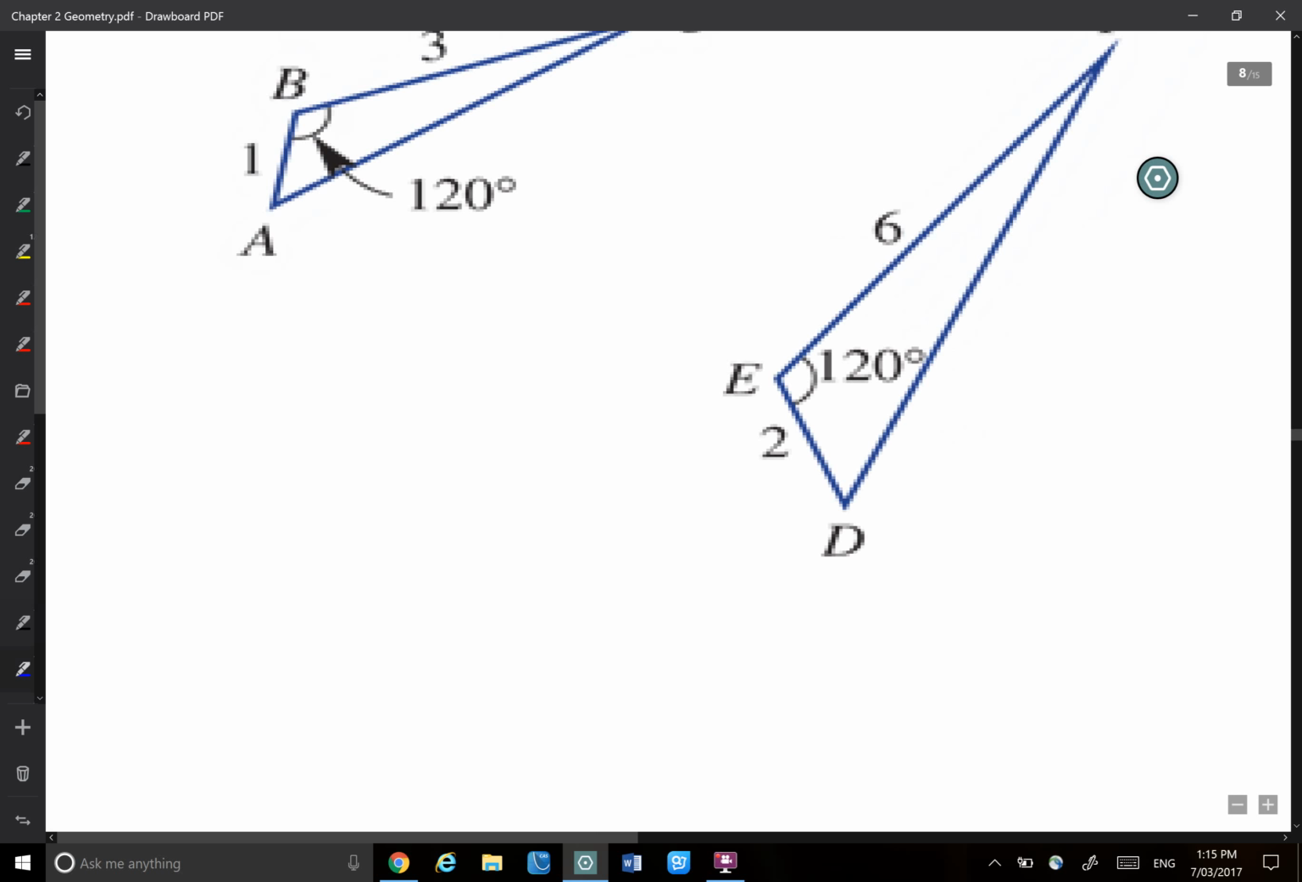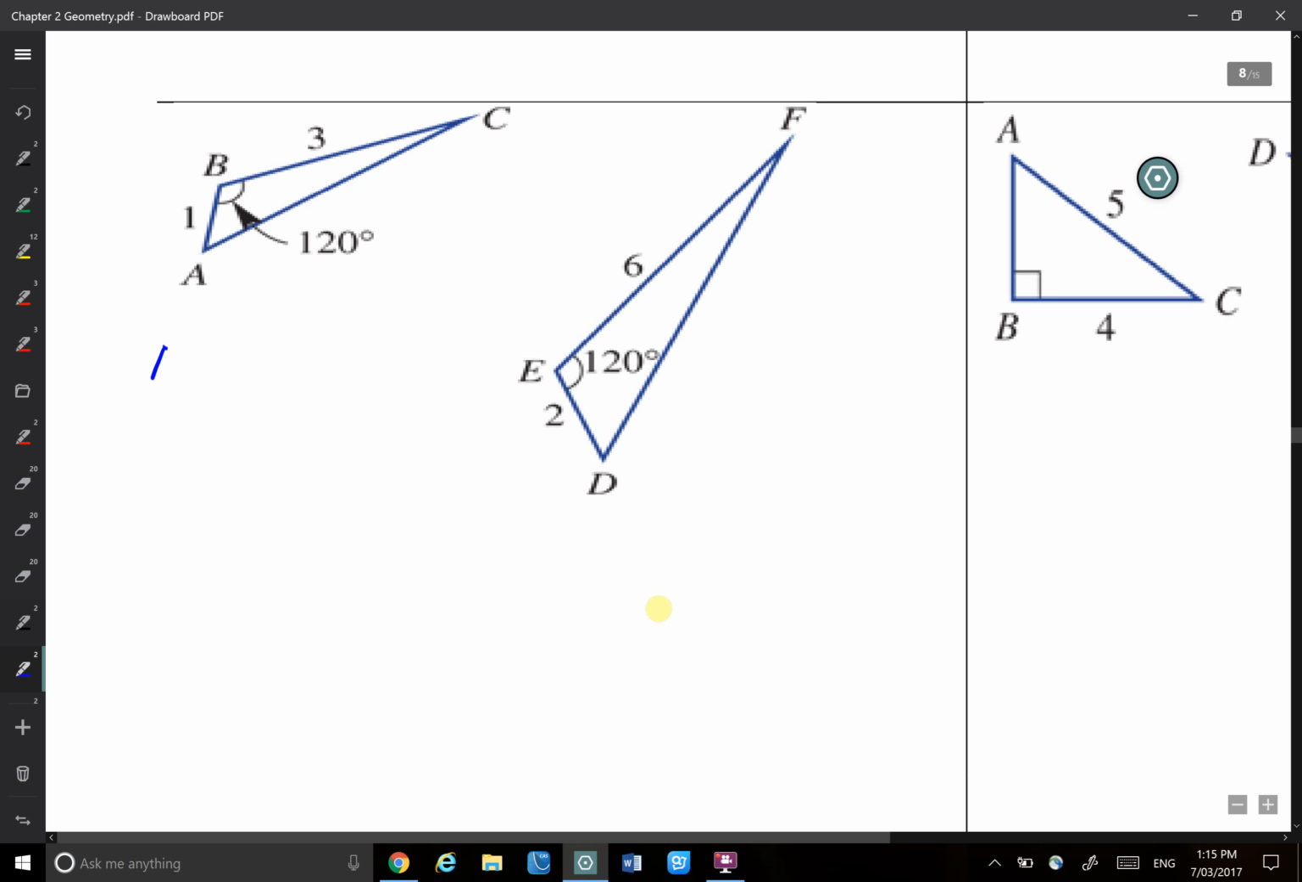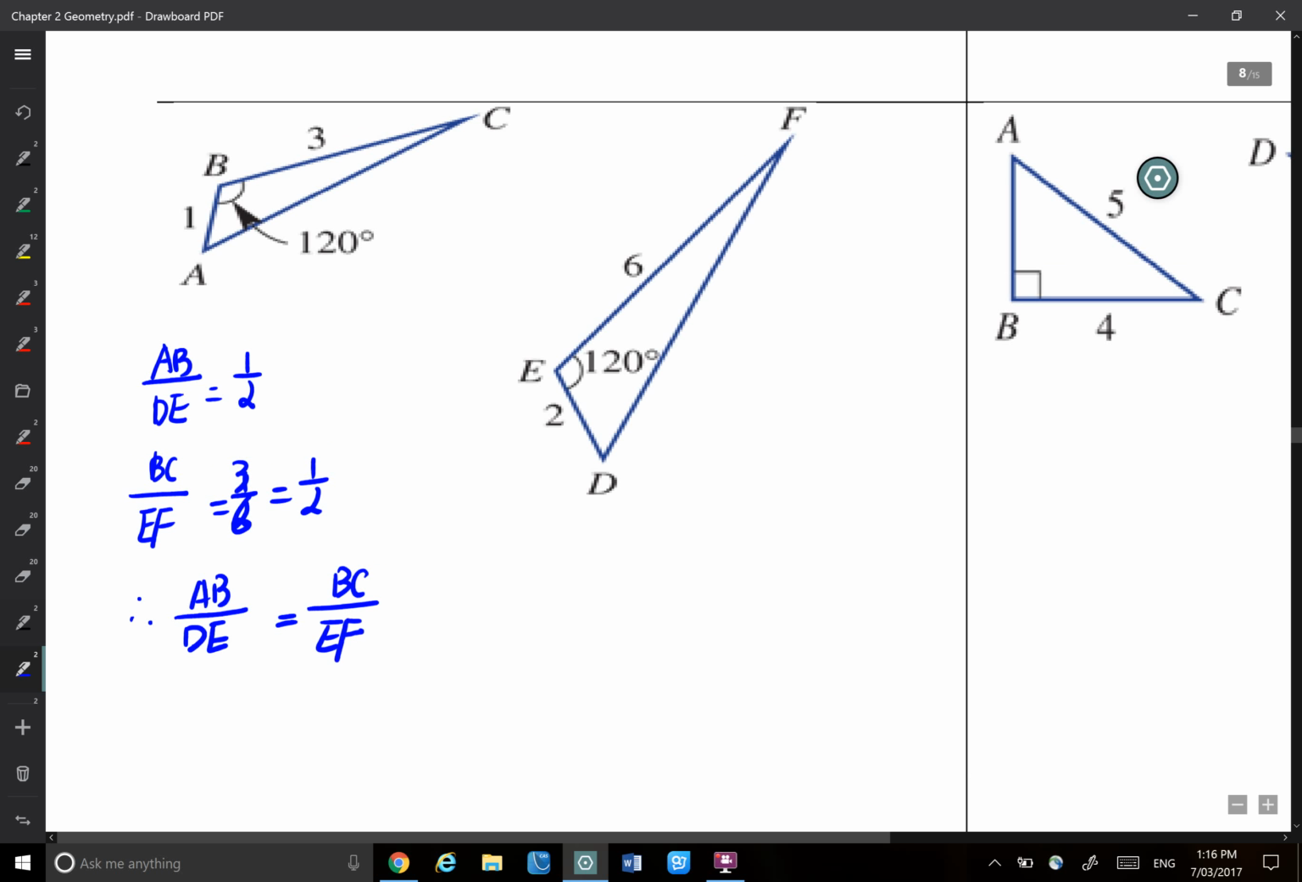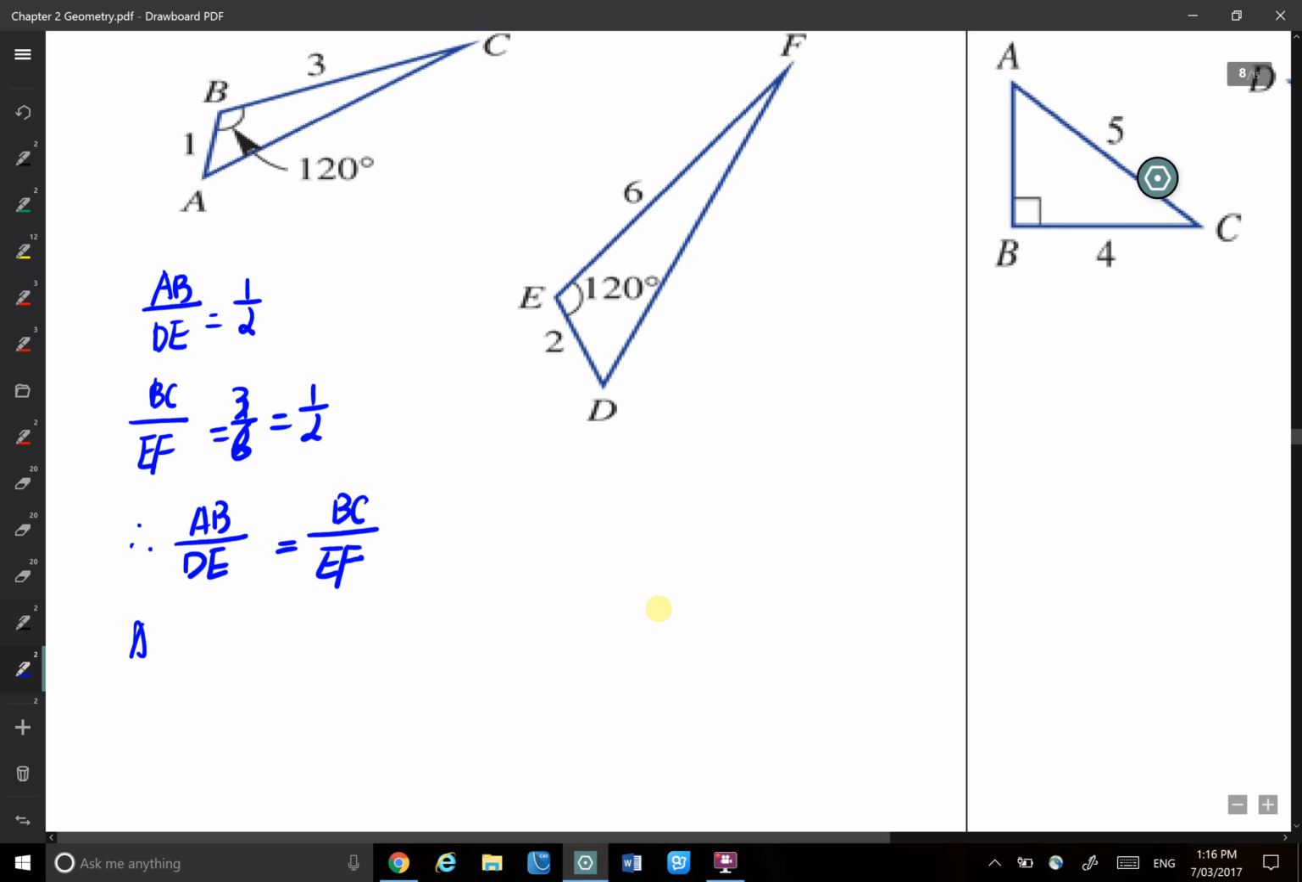So what you would do is write AB over DE equals 1:2, BC over EF equals 3:6, and that equals 1:2. So the ratio AB over DE must equal BC over EF. Okay, same ratios.